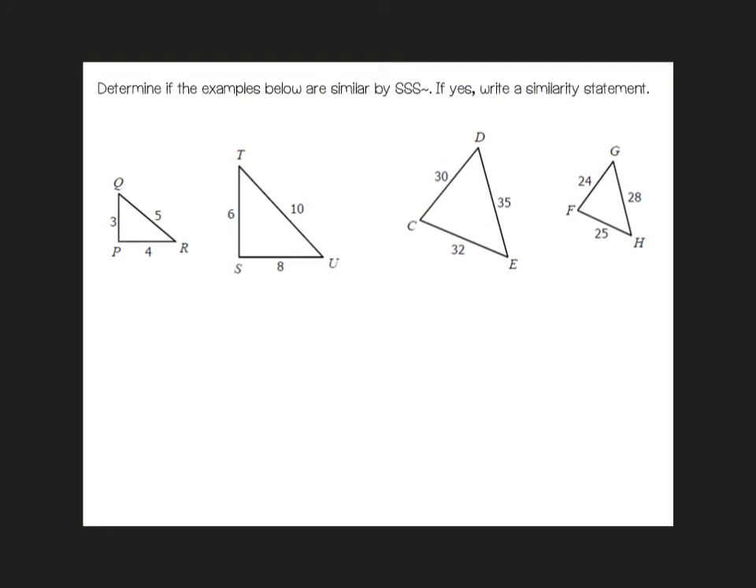So for this next one, you want to check, are they similar by side, side, side? Again, I would just start with the smallest just to make sure that the triangles are lined up correctly. So we have 1/2. The middle size would be 4 and 8. That's 1/2. And the last one, 5 over 10, that's 1/2. So yes, they are similar by side, side, side.